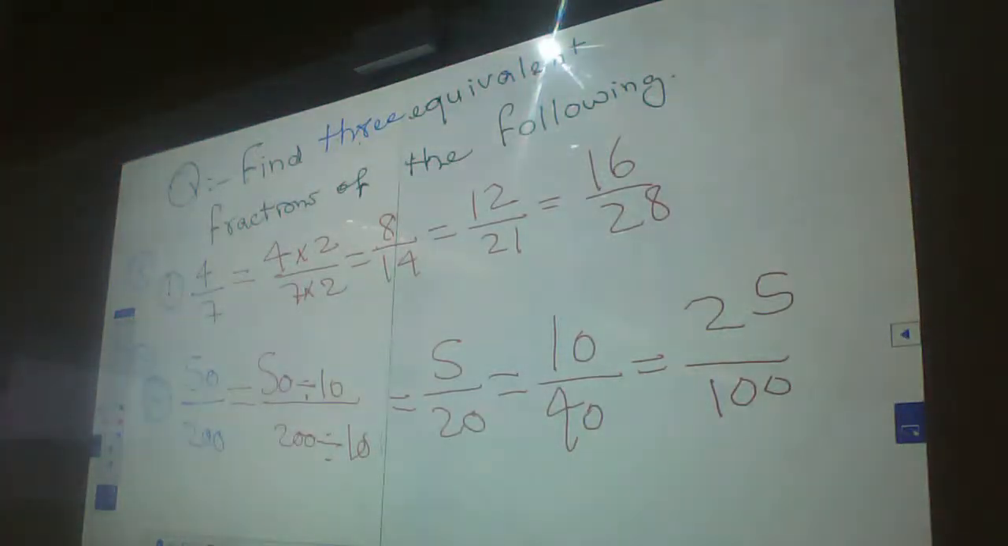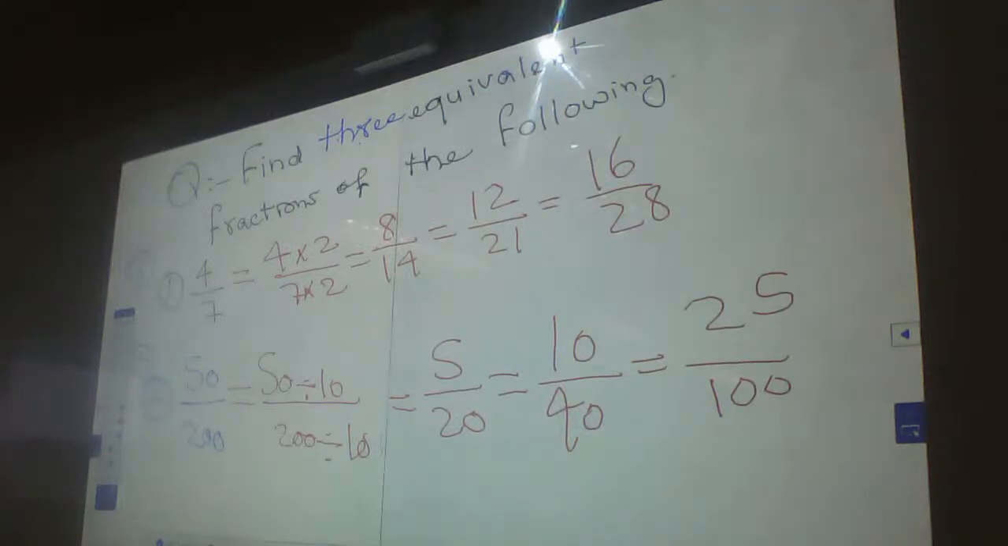Okay, let's say divide by 2, what is it? 25 over 100, right? So these are all answers. This one can change, right? Because we want only the answer. So if you have a different answer, it is also correct.